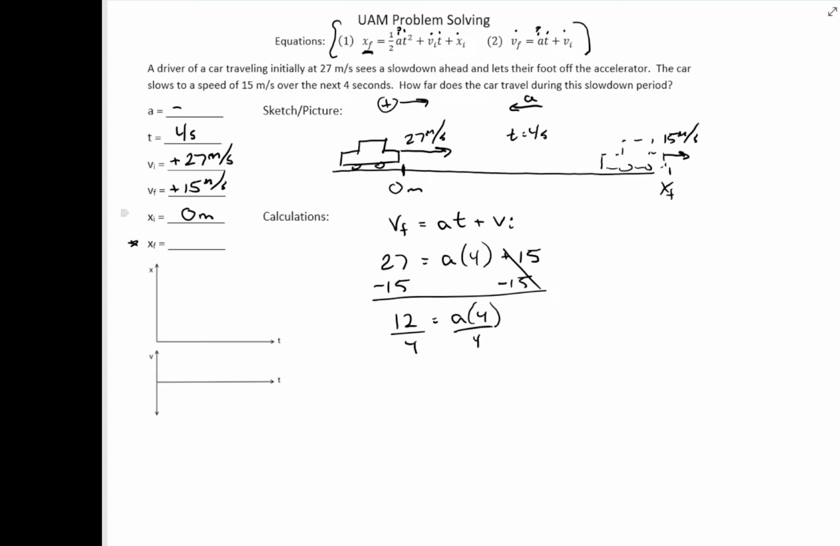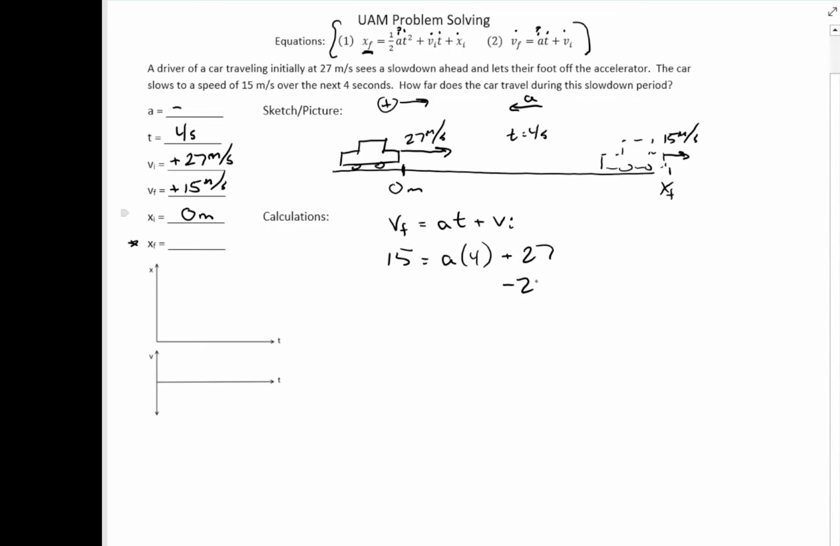So because I've organized my work, I might be able to catch a mistake right here. Does anybody see that mistake? Well, now that I'm looking, I think I switched my velocities. My final velocity is actually 15. So I'm going to erase my work here. My final velocity is 15, and my initial was 27.